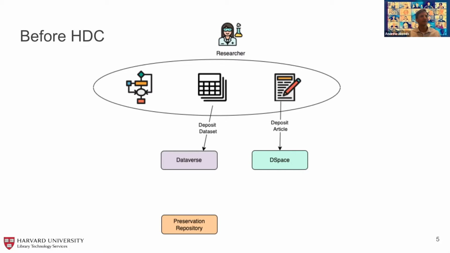There are data sets that are, by and large, deposited into our data repository, Dataverse. There are articles or preprints that are published into our open access repository, DSpace. It's a DSpace system, but branded as Dash, as Sonia mentioned. And then there is a preservation repository, but it hasn't really been in the mix here. So this is the state that we were starting from.